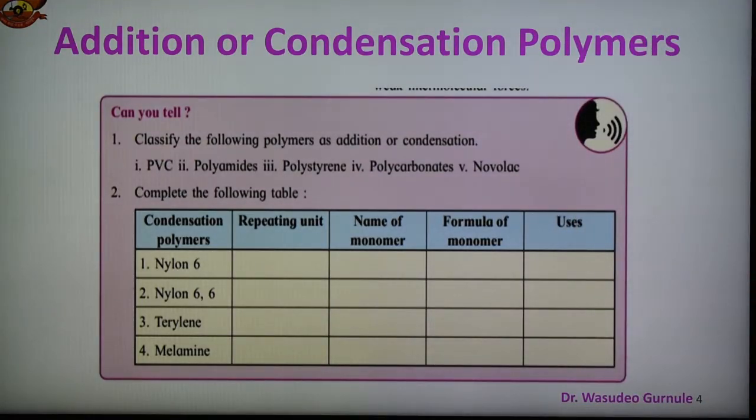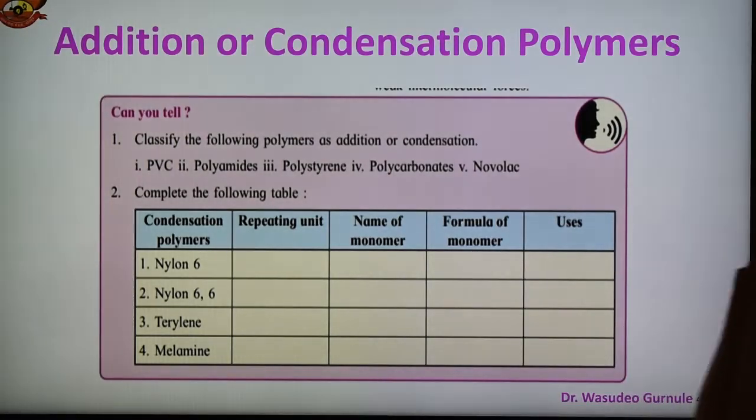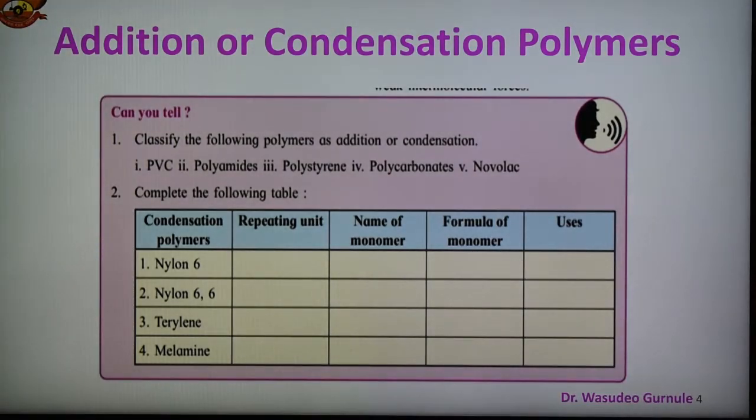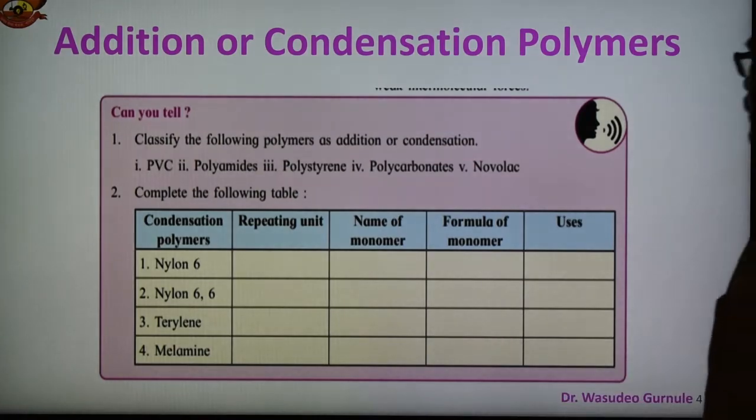In case of terylene or Dacron, which we have already seen, you have to write the repeating unit, and after that the example: the monomers are ethylene glycol and terephthalic acid. So two monomers are there, terephthalic acid and ethylene glycol, and their uses we have already discussed.